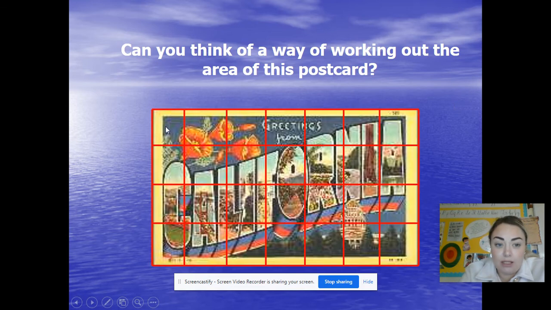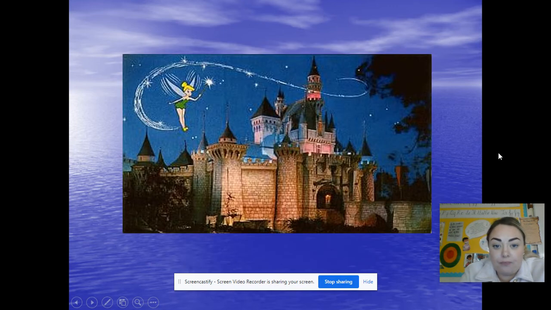We could use a grid and we could count the squares across the height going up, and we could count them of the breadth going across. So we'd have 1, 2, 3, 4, 5, 6, 7 in the breadth, and 1, 2, 3, 4 of the height. So you do 4 times 7, 28, and we do a little tiny 2 at the top to show that it's squared.